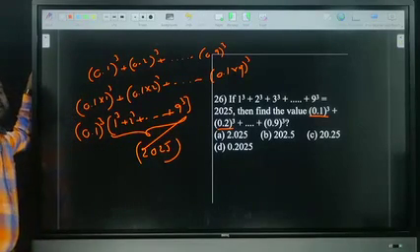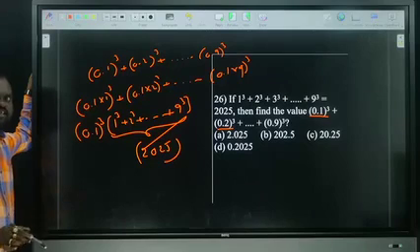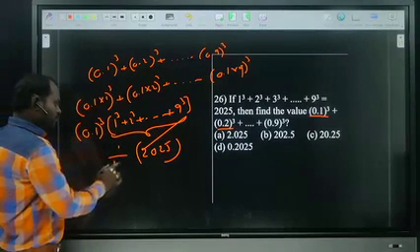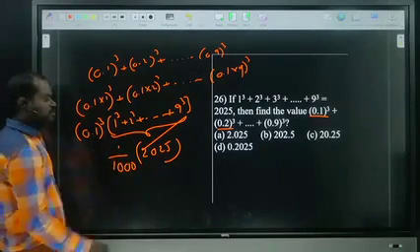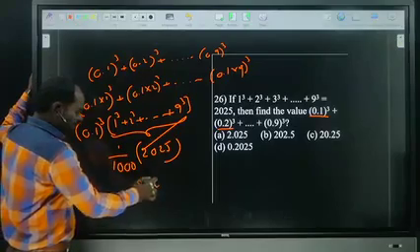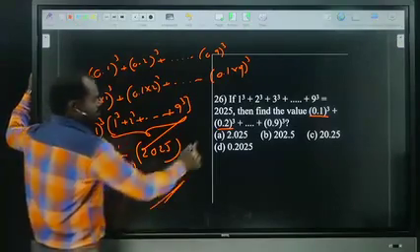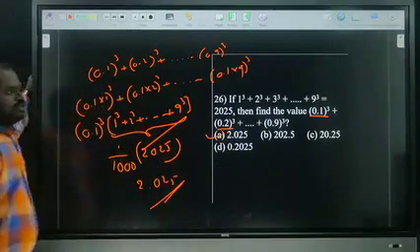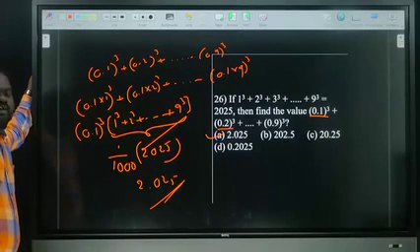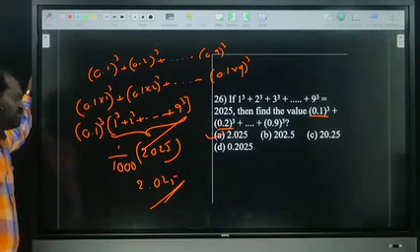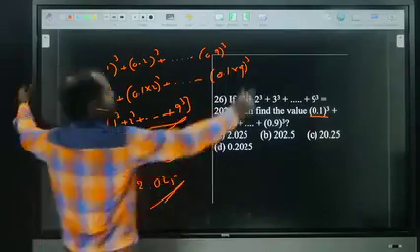0.1 is nothing but 1 by 10. 1 by 10 cube means that is 1 by 1000, 3 zeros, so you will get the point after 3 numbers. So what is the answer? 2.025, option A. Is it clear? Right, the answer is option A. So everywhere 0.1 cube is common. 0.1 cube is nothing but 1 by 10 cube, so 1 by 1000, nothing but we will get the point after 3 numbers. Now next.